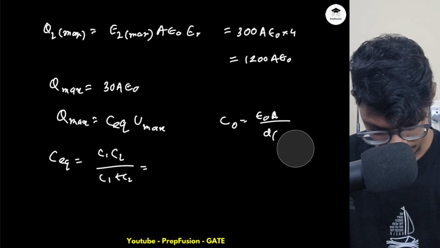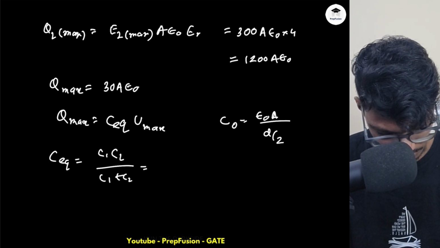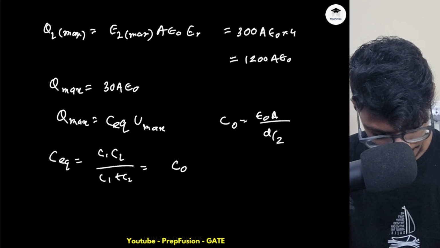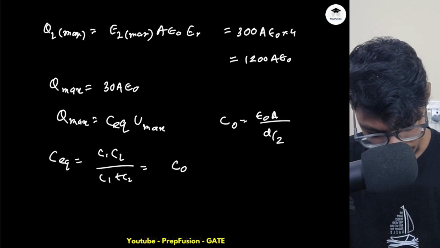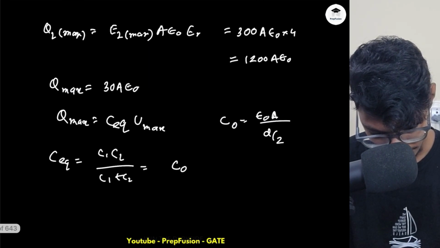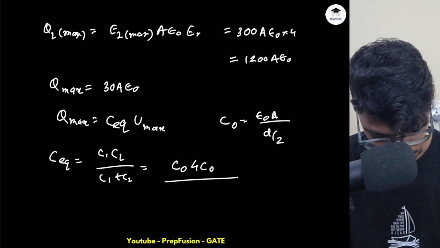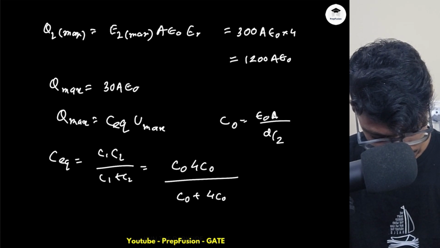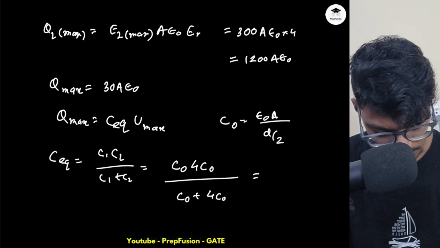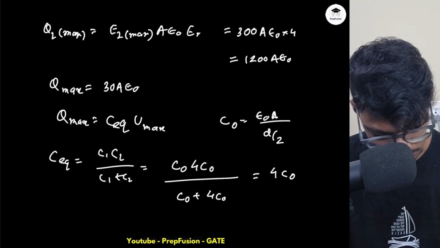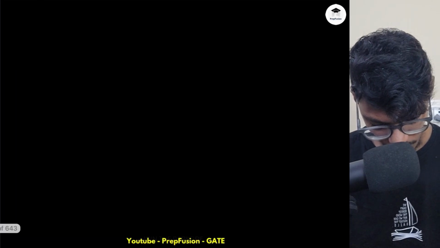I hope you understand this point. D is 5 mm. So this will be C naught into 4 C naught, because the dielectric constant is 4, divided by C naught plus 4 C naught. So this will come out to be 4 C naught by 5. So my C equivalent is this.